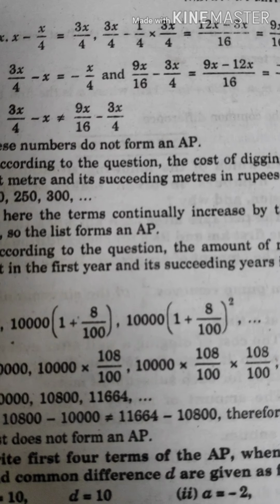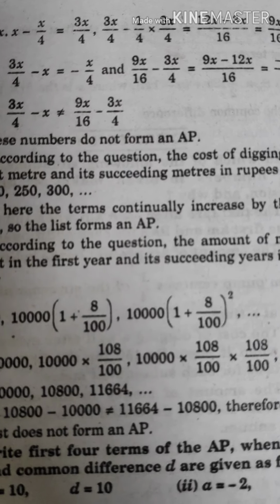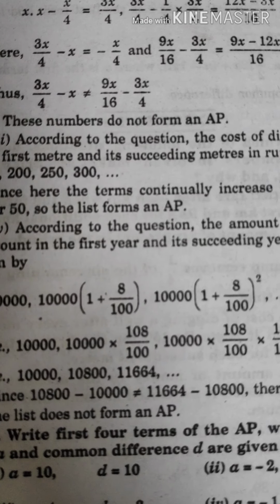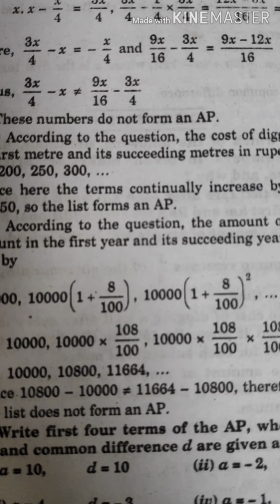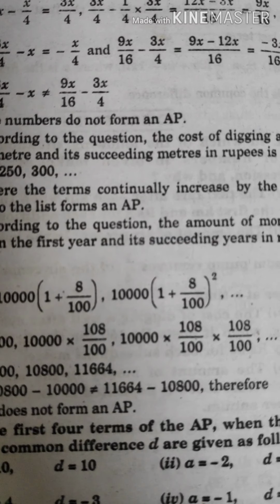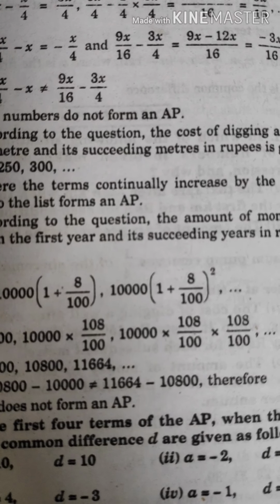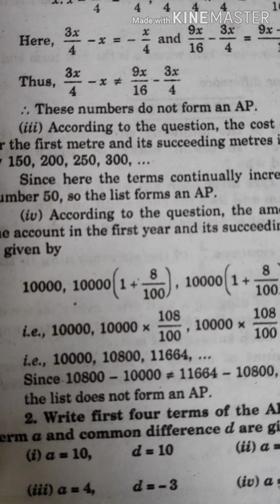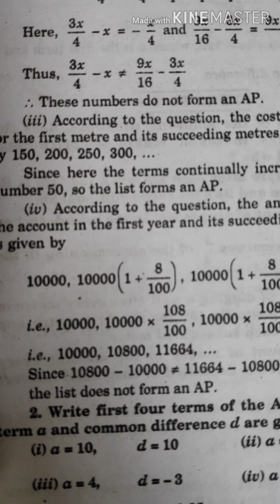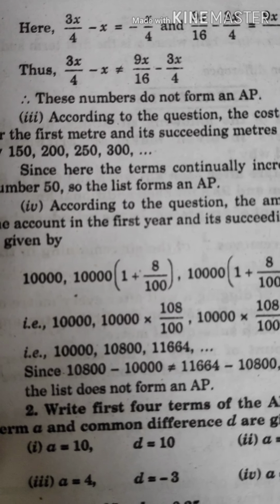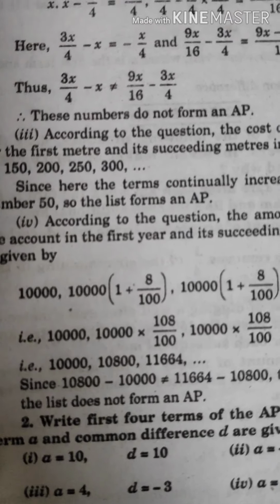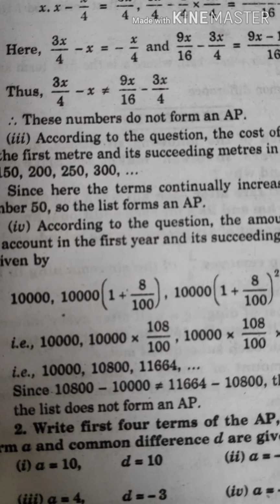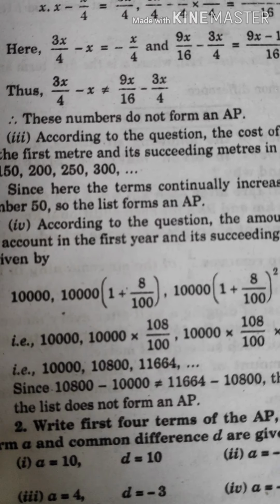Let us take LCM. 12x minus 3x is 9x over 16. Then 3x by 4 minus x, that is minus x by 4. 9x upon 16 minus 3x by 4 is (9x minus 12x) upon 16, which is minus 3x by 16. Thus 3x upon 4 minus x is not equal to 9x upon 16 minus 3x upon 4. We can see that the sequence does not have a constant common difference, so these do not form an AP.